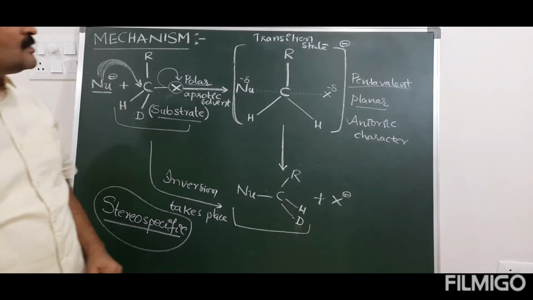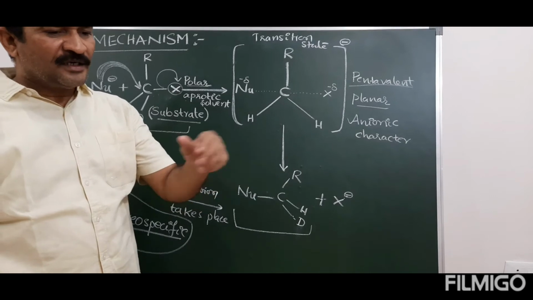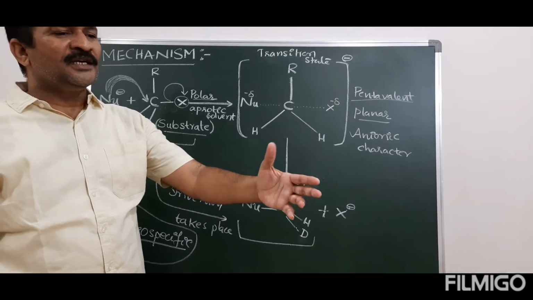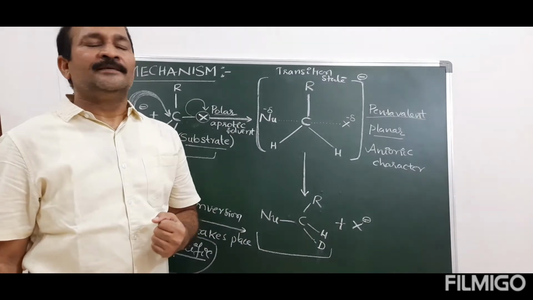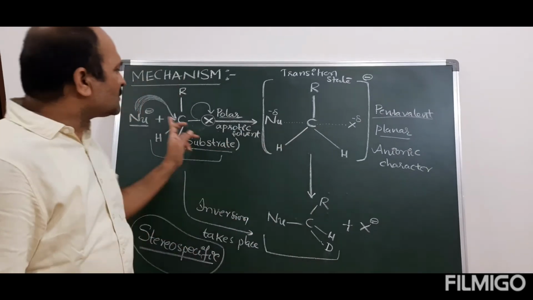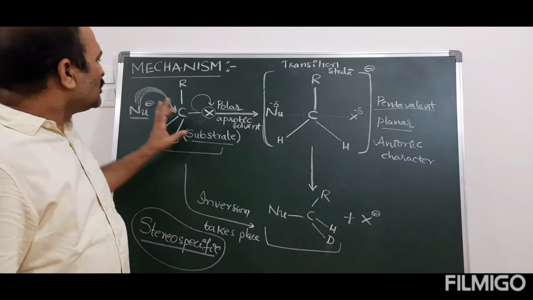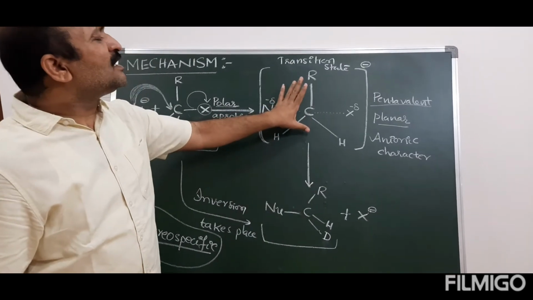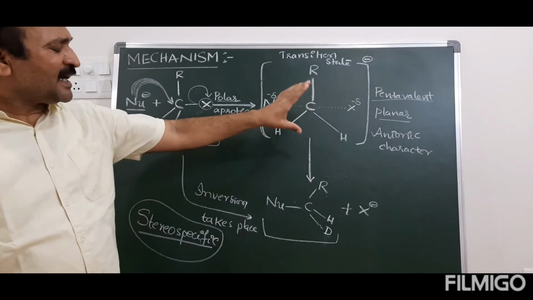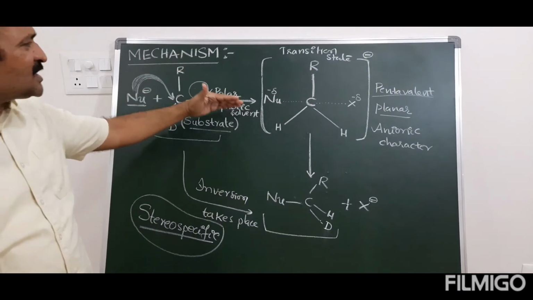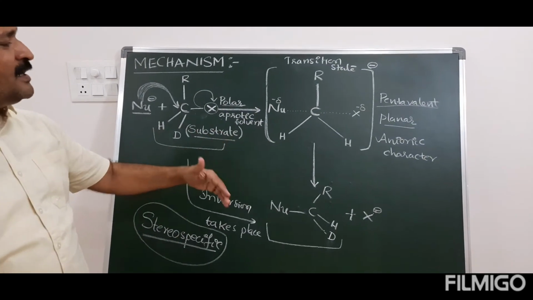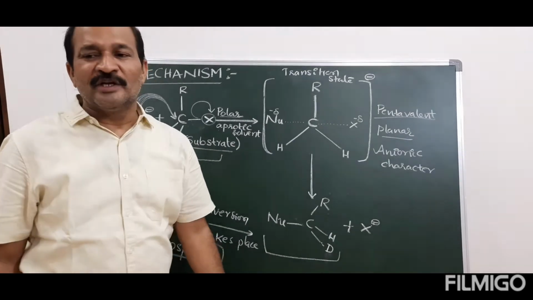A student has a doubt: what is the difference between an intermediate and a transition state? An intermediate can be isolated, but a transition state can never be isolated. It is a single step reaction. During this conversion, it is one state we have seen, we have imagined. Right, students? This is about the mechanism of the SN2 reaction. Now we are entering into the energy profile diagram of the SN2 reaction.